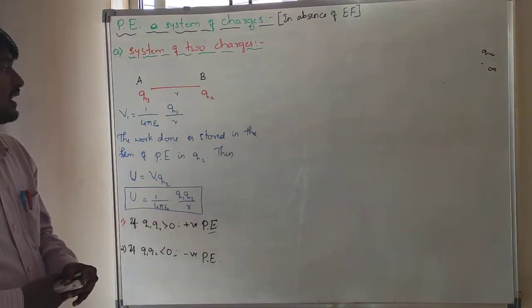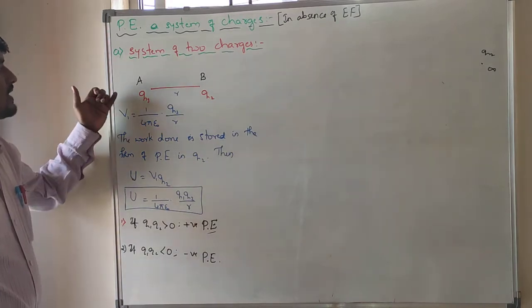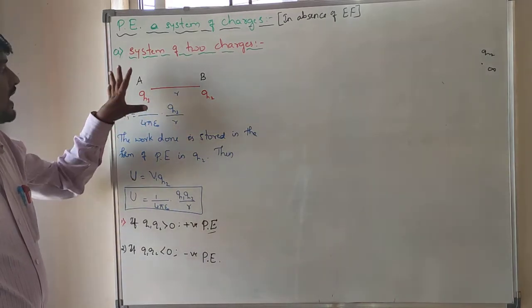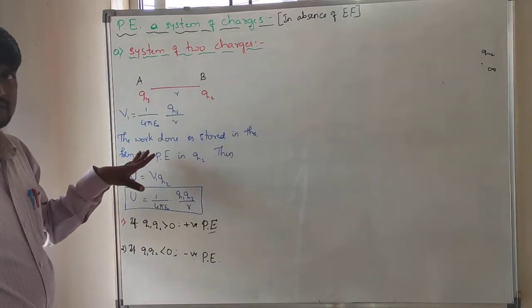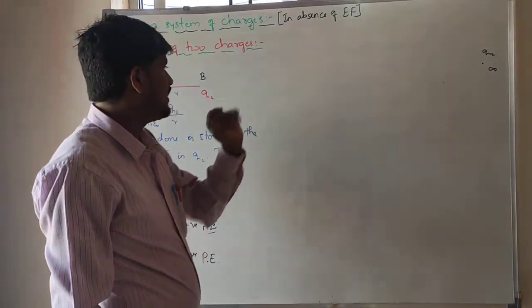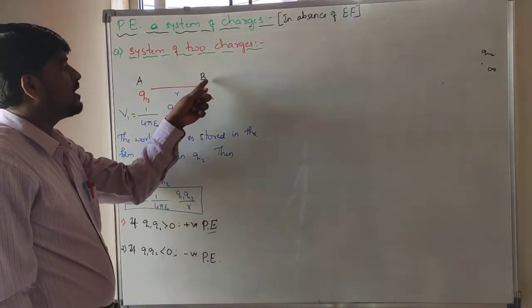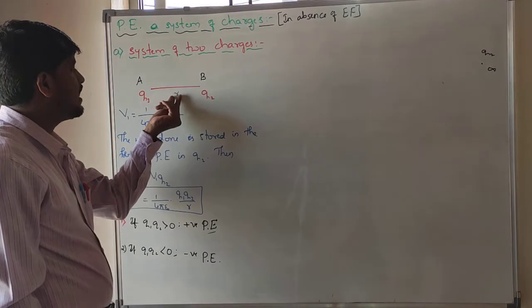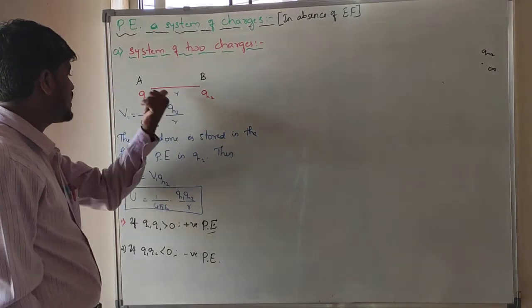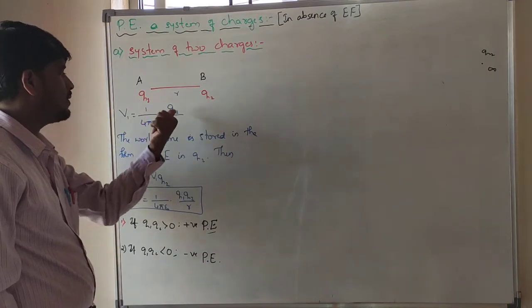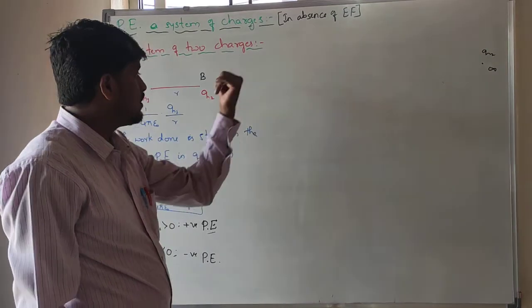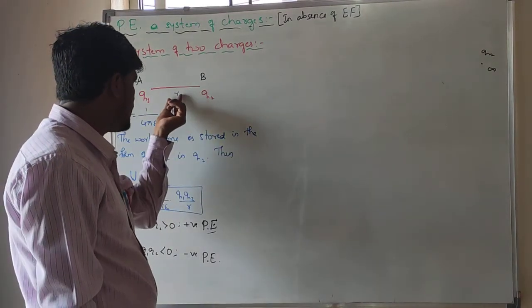So what do we have to write here in the explanation part? Consider a charge Q1 placed in a space which is free from electric field, in the absence of electric field. Consider a point B or P at a distance of r from the charge Q1. The potential at point B due to the charge Q1 is given by V1 equal to 1 by 4 pi epsilon naught Q1 by r. Then bring a charge Q2 from infinity to the point B at a distance of r.